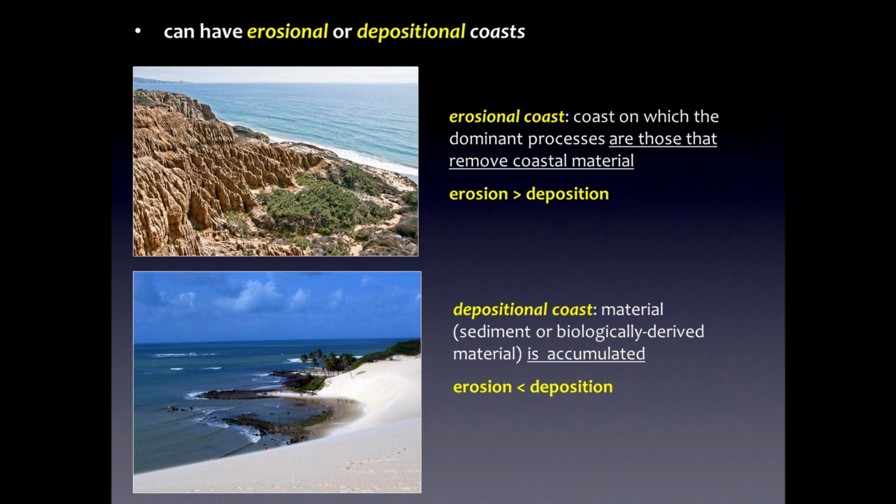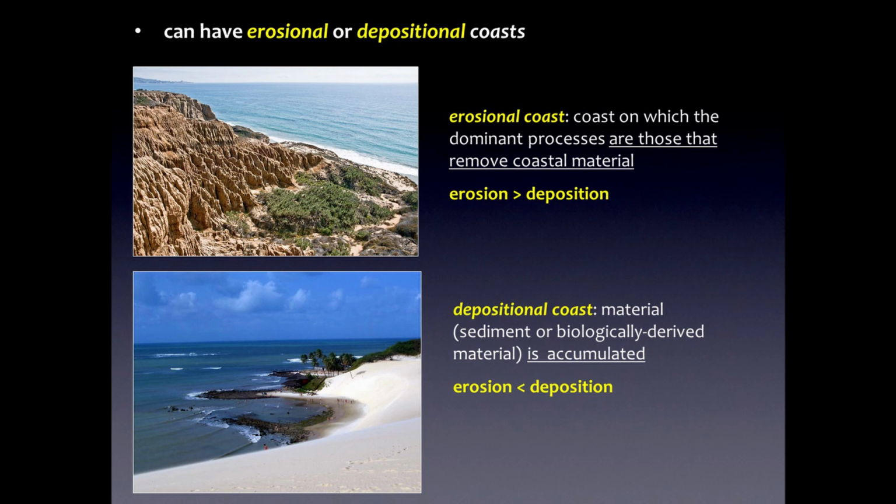We also have, on the opposite end of the spectrum, depositional coastlines. And here we see material that can be sediment or biologically derived material. Same thing for the erosional coastline, we can have biologically derived material as well. But here we see the accumulation of sediment. So in this case, net overall erosion is less than net overall deposition. Once again, we might have some erosion occurring along this type of coastline, but depositional processes dominate.